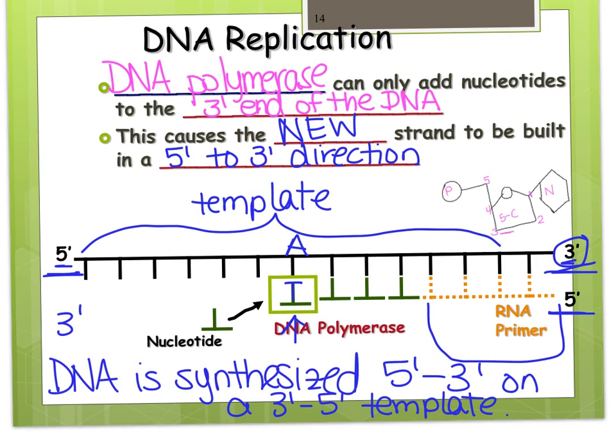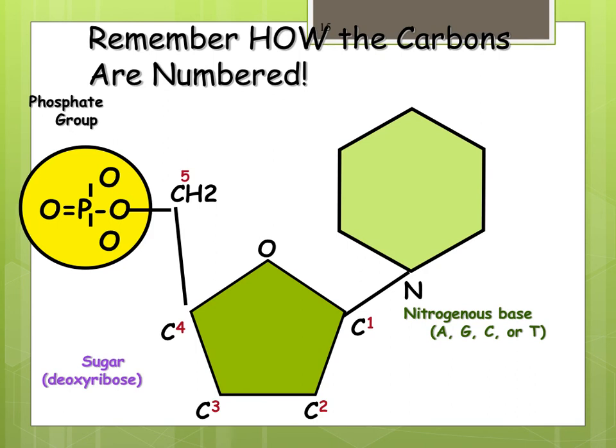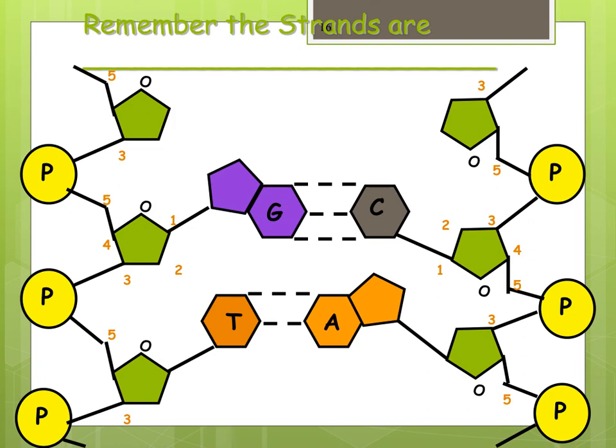So if it's so important that my husband knows what it is, it's probably really important that you guys not only know it, but understand what it means. Again, going back to how we labeled these guys. Remember the 1, the 2, the 3, the 4, the 5. The DNA can only add it down here on that end. So what does that look like in a molecule? Well, remember, the strands are anti-parallel, which means that one goes 5' to 3' and the other goes 3' to 5'.